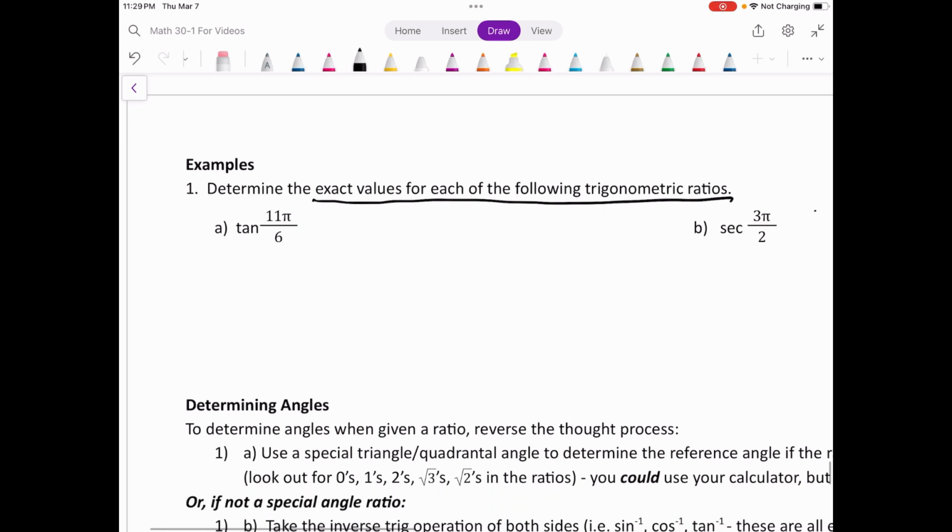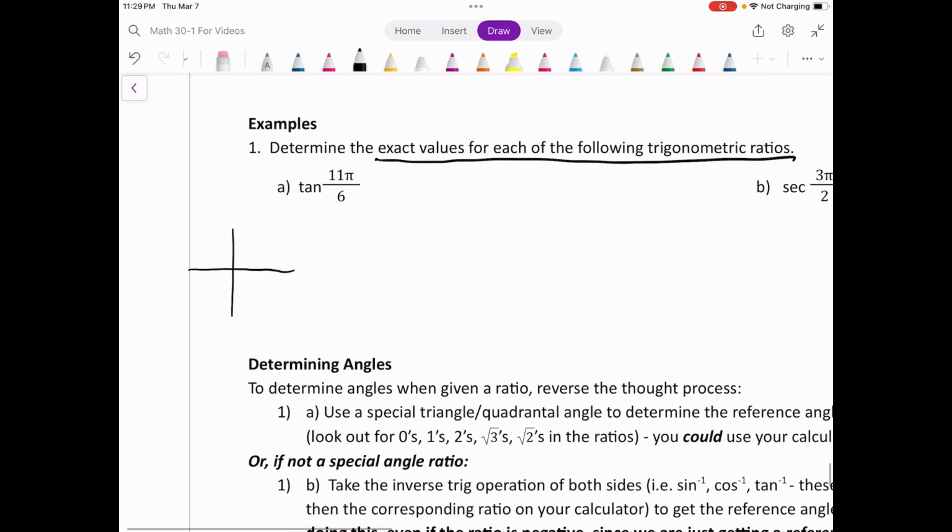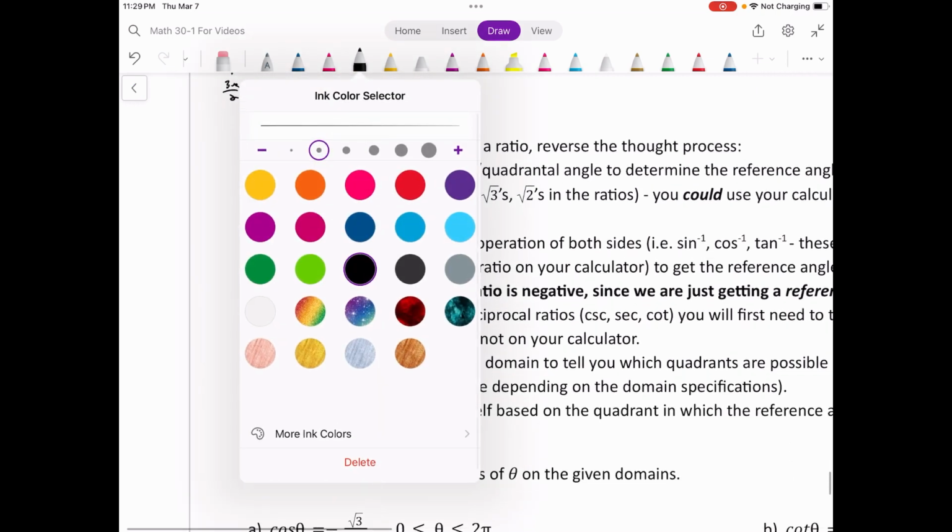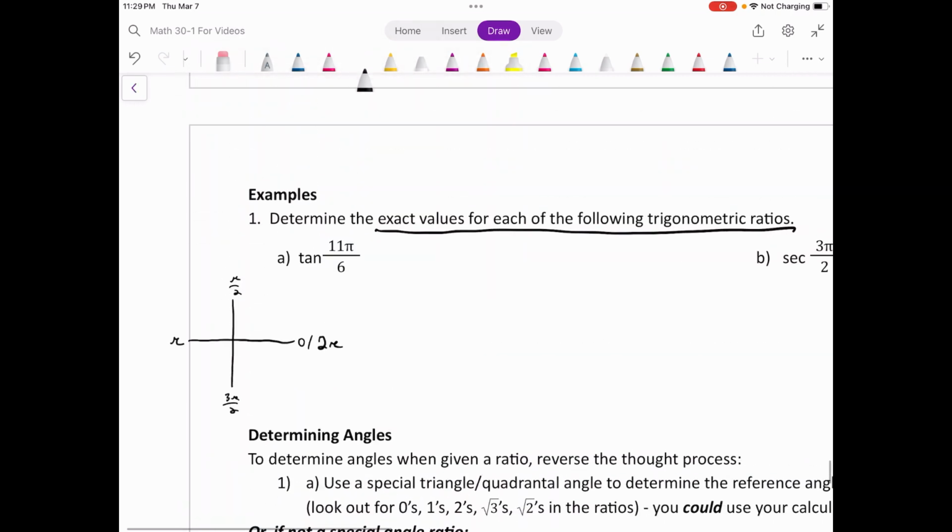First things first, we have to figure out what 11 pi over 6 looks like, so we can make a reference angle and a reference triangle and get the actual tan ratio from there, okay? So let's think about this. We've got 0, pi, pi over 2, 3 pi over 2, and all the way around would be 2 pi. Now, 11 pi over 6. Where does that fit into this story, right?